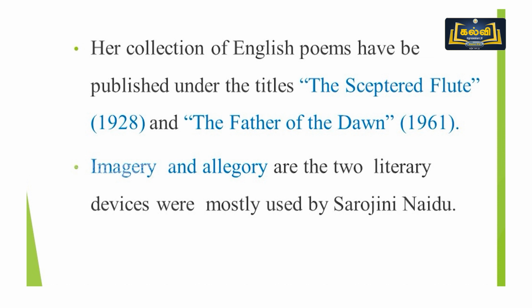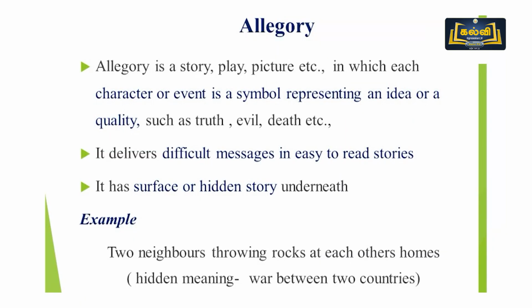Imagery and allegory are the two literary devices mostly used by Sarojini Naidu. Fine. When we speak about allegory, what do you mean by allegory? Allegory is a story, play, picture, etc., in which each character or event is a symbol representing an idea or a quality such as truth, evil, death, etc. Allegory delivers difficult messages in easy to read stories. Allegory is a story which has a surface story and a hidden story underneath.